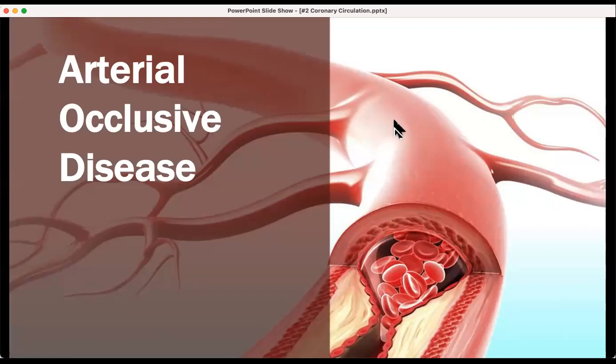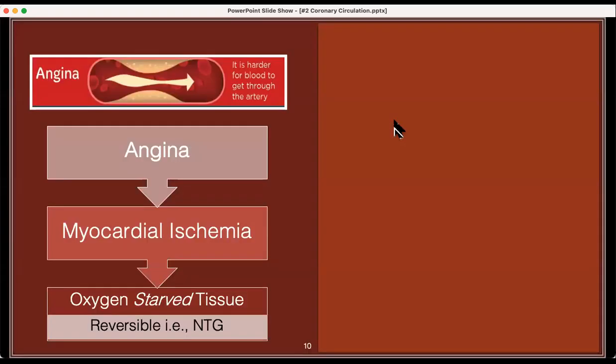And coronary artery disease, what that is. Let's go through that. Some terminology. You hear the words angina, MI, myocardial infarction. Angina is a temporary ischemia, where there's a temporary lack of oxygen. So oxygen-starved tissue. This is a reversible state. So someone can take their nitroglycerin, it dilates their arteries, and they can get better blood flow.